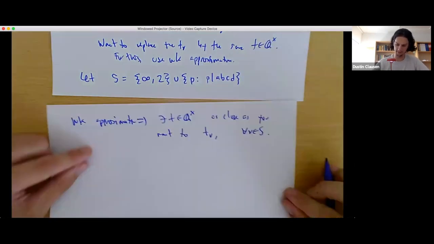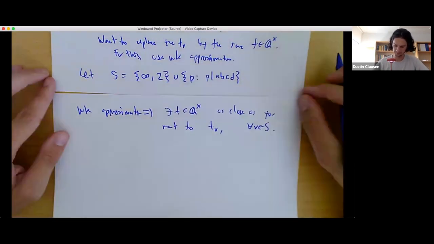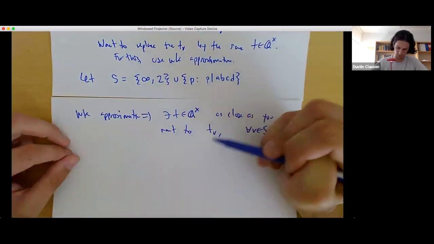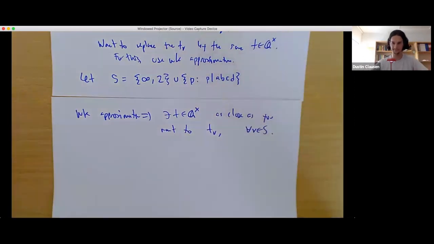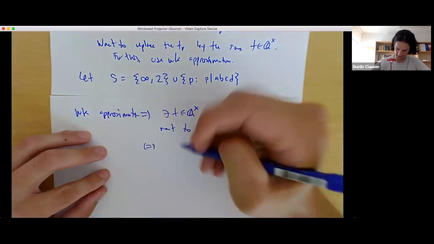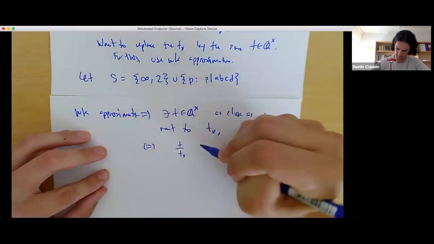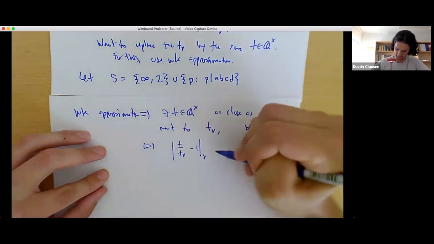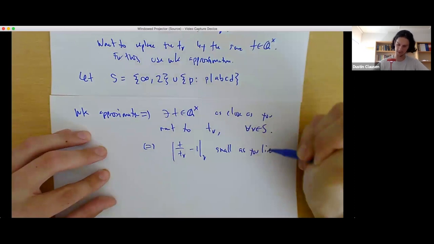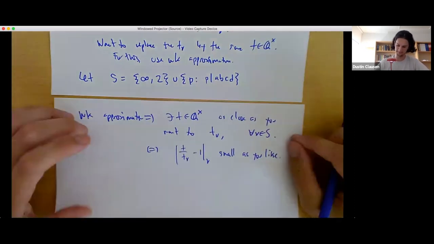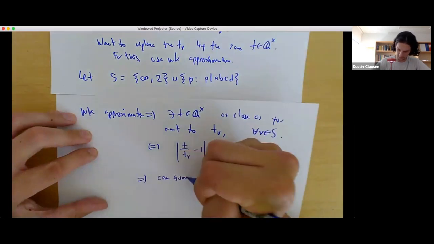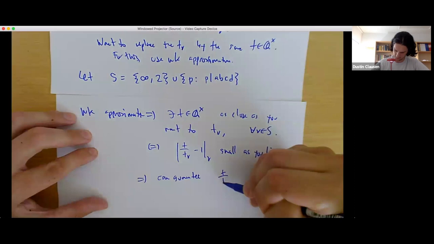So meaning there's a rational number t, and you can choose the rational number such that the distance between t and t_ν in the ν absolute value is as small as you like. This is equivalent to saying that the distance between t over t_ν and one is as small as you like. Well, you have to fix how small you want it to be, and then you can make it that small. And this means that you can guarantee that t over t_ν is a square.